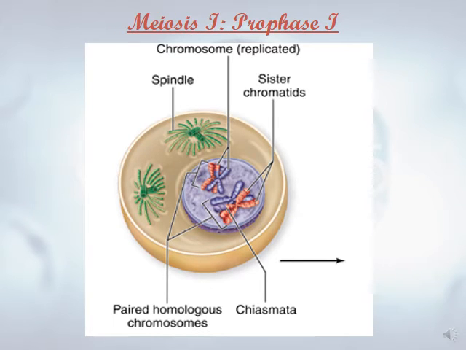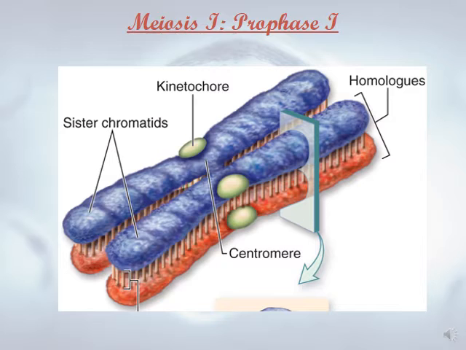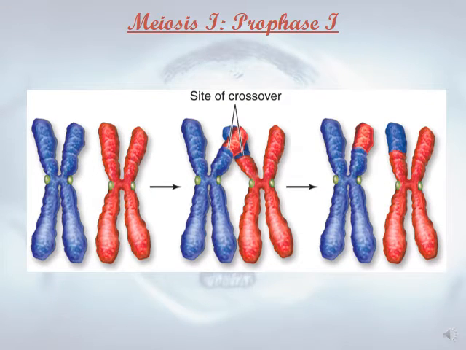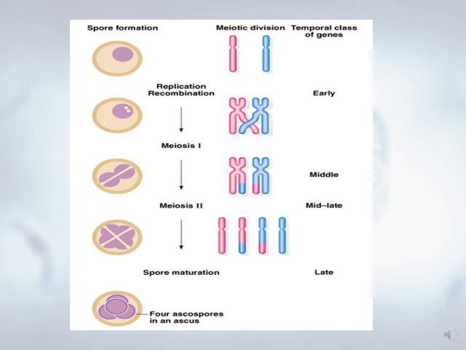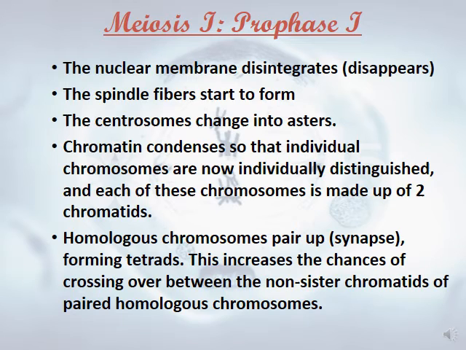Prophase 1. Here we have something called tetrads. So we don't have the individual chromosomes. So we have something called crossing over that will occur. So this crossing over is exclusive and only in the meiosis process. During prophase 1, the nuclear membrane disintegrates, like the case of prophase.